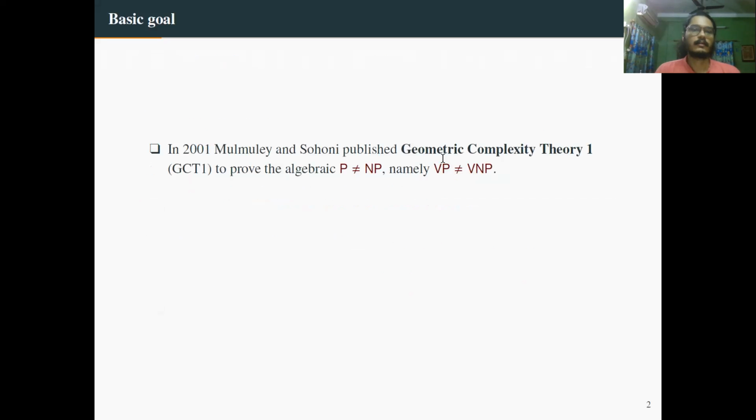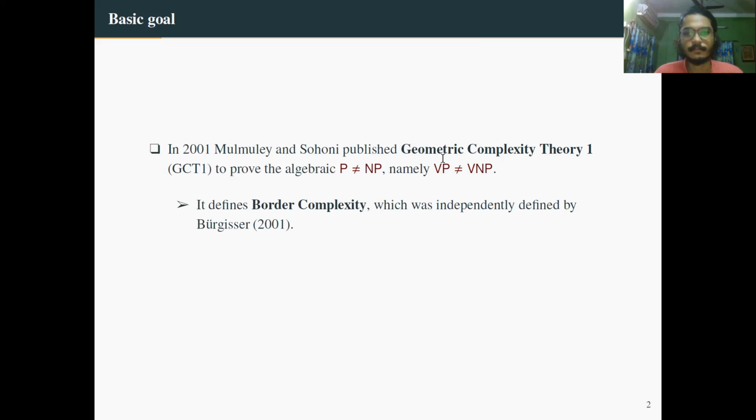So let's start. The basic question in theoretical computer science, or mainly computational complexity, is to prove P not equal to NP, and Valiant defined algebraic P versus NP, which is VP not equal to VNP. Back in 2001, Mulmuley and Sohoni proposed GCT1, Geometric Complexity Theory 1, to prove this VP not equal to VNP. In fact, the paper defines border complexity, which was also independently defined by Bürgisser in the same year.